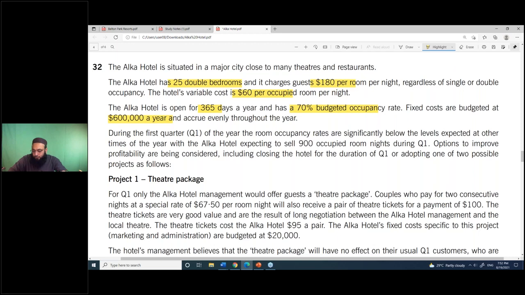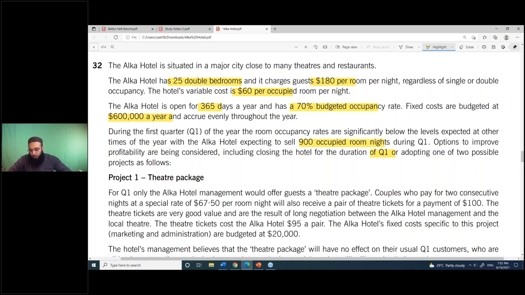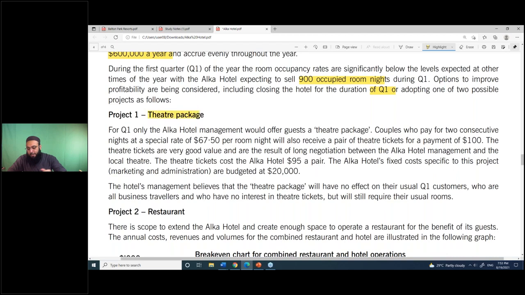During the first quarter, Q1 of the year, the room occupancy rates are significantly below the level expected at other times of the year, with Alka Hotel expecting to sell 900 occupied room nights during quarter one. Options to improve profitability are being considered, including closing the hotel for the duration of quarter one or adopting one of the two possible projects as follows. Project one is a theater package. Project two is a restaurant package.